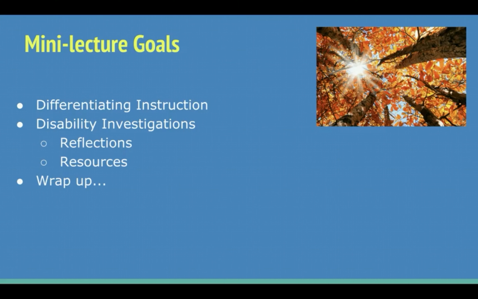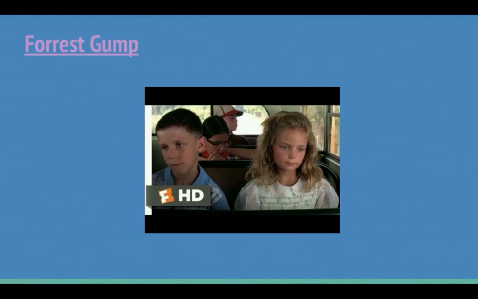So a few mini lecture goals for this module. We'll talk about differentiating instruction. Then I'll give a quick review about the disability investigation reflections for this coming week and our wrap up.